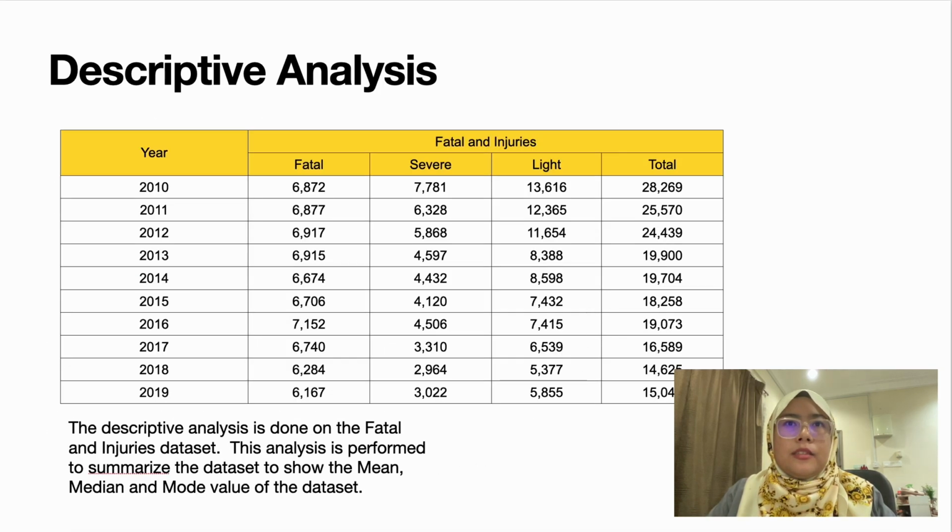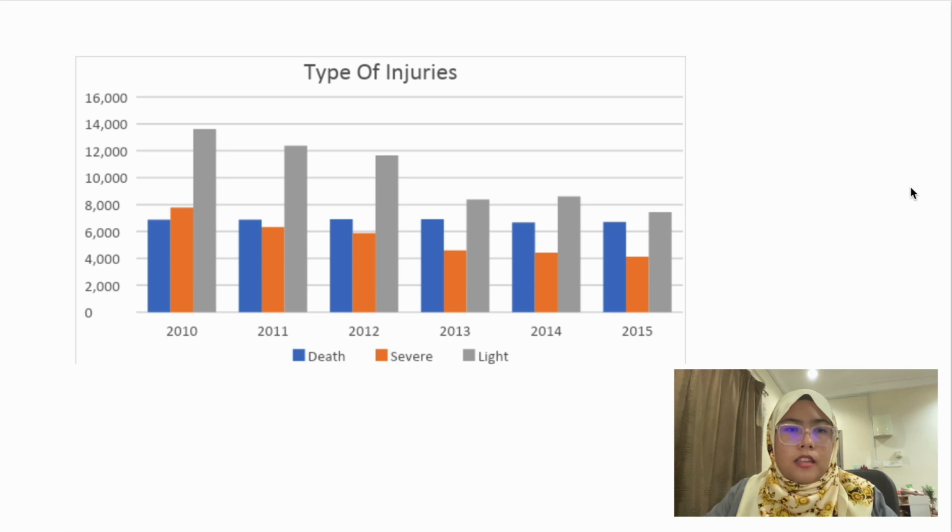Next is descriptive analysis. Descriptive analysis is done on the fatal and injury side. We can see fatal, severe, slight, and total, everything on that. From here, we can see the summarized data showing the mean, median, and mode of the data set. Overall data is here. And this is the type of injuries when we integrated it into a bar chart. So this is how it came out.